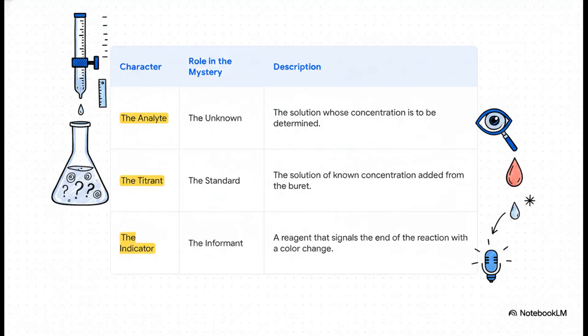Okay, getting these roles straight is everything. First up, in the flask, we have the analyte. That's our unknown, the chemical we're investigating. Then, up in that long tube, the burette, we've got the titrant. This is our standard, a solution where we know the concentration exactly. It's our main clue. And finally, we add a few drops of the indicator right into the flask with our unknown. This little guy is our informant, the secret agent that's going to tell us when the mystery is solved.